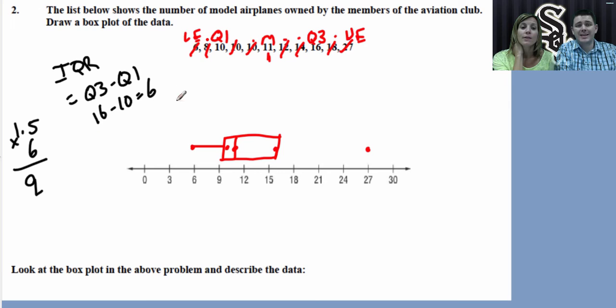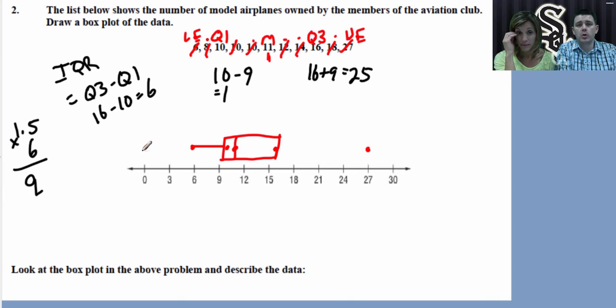So that means then we can go 9 above 16. So 16 plus 9 gives us our upper limit, which is 25. And 16 minus 9... Oh, I'm sorry, 10 minus 9, which is quartile 1, is 1. So we don't have anything below a 1, so we have no outlier on the lower extreme. But 25 is the highest we can go without it being an outlier. 27 is clearly past that. So this 27 is going to be considered an outlier.